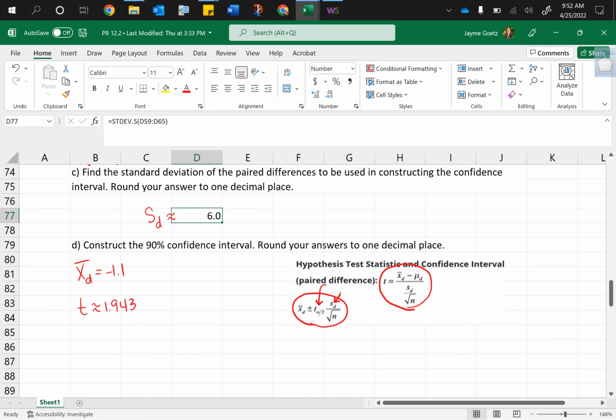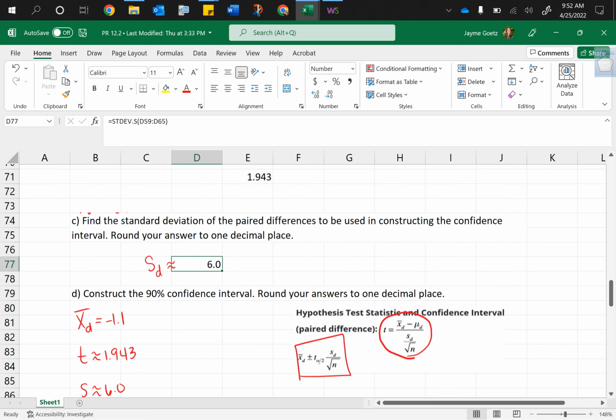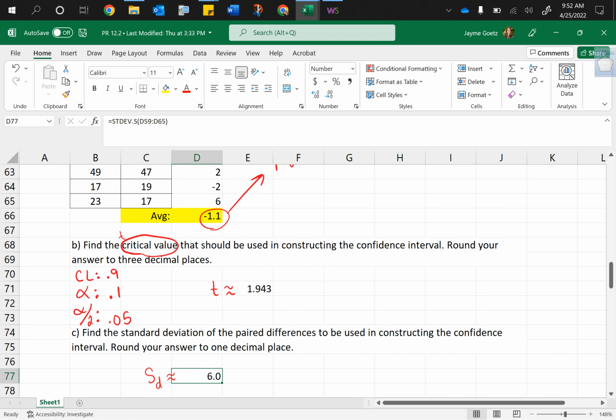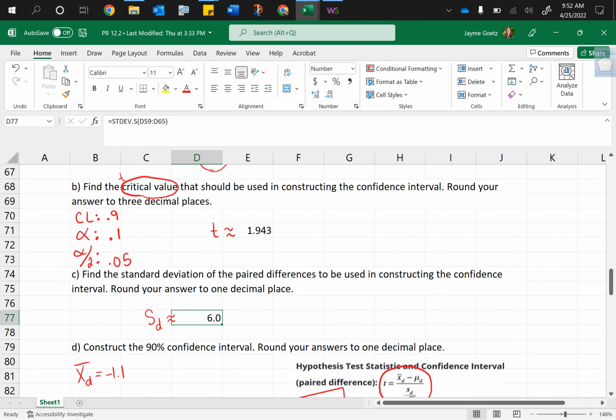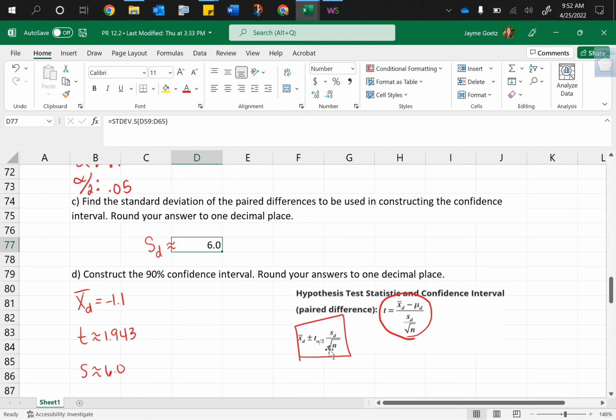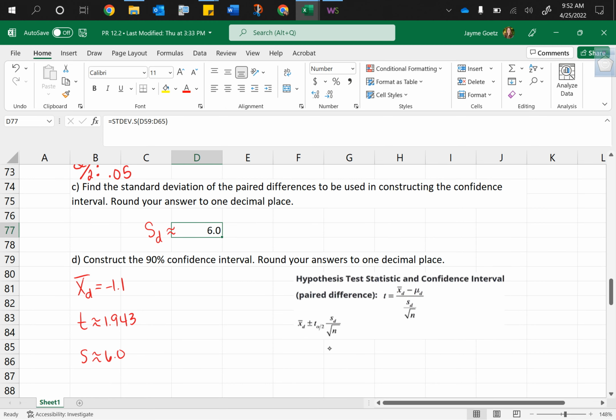So using this formula, which is on your purple sheet, that's why I found all of these values. That's why I found my X bar, and my t and my S sub d. Now to find my confidence interval, I want to focus on the margin of error. Just a reminder, the margin of error is what we are adding and subtracting to the X bar.